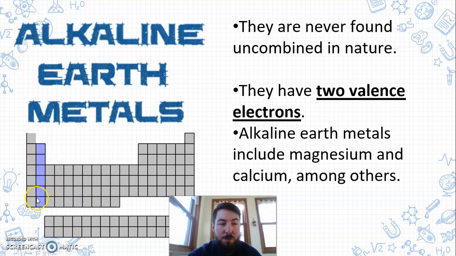And notice group 2 has 2 valence electrons. Same thing if you go back to group 1, it has 1 valence electron. So that's going to be very important to remember. And there are going to be tricks for some other elements too that we're going to look at. So make sure you keep that in mind.